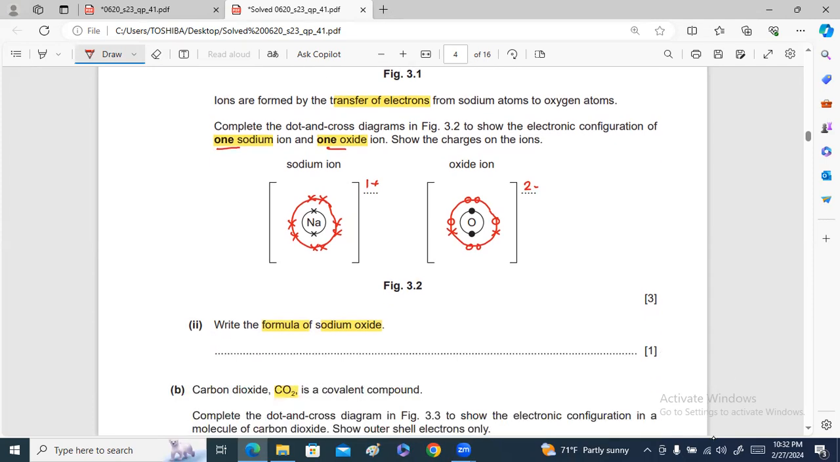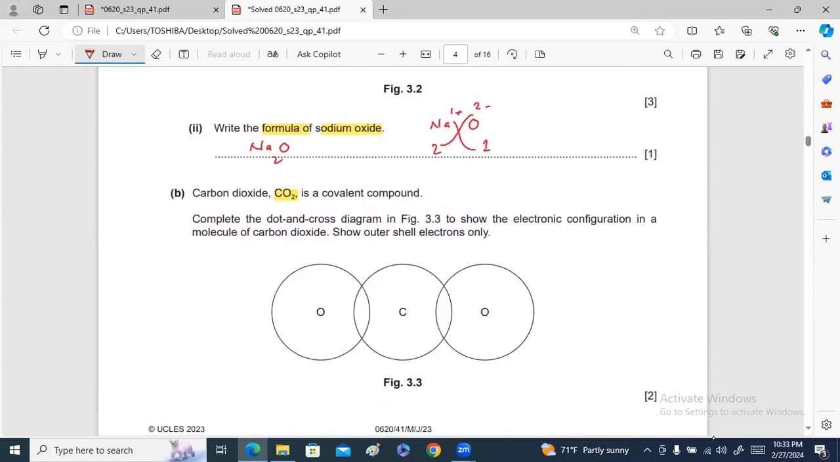In the next part, write the formula of the sodium oxide. Sodium is Na1 positive, oxide is O2 negative. So if you exchange the number without signs, you will get the formula Na2O. Here we are getting the idea that there must be two sodium to accommodate the electrons in oxygen atom. And now this is the carbon dioxide, and the structure of the carbon dioxide.